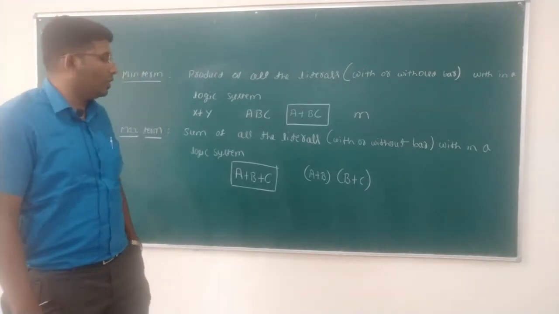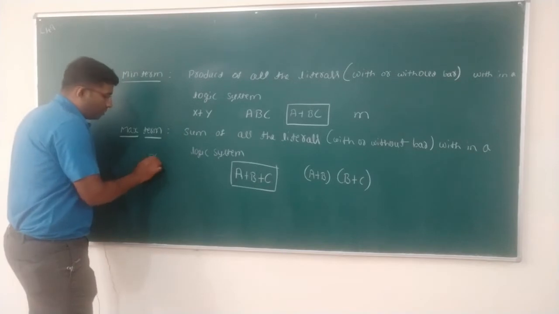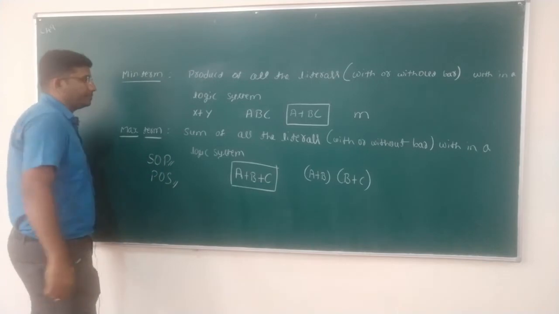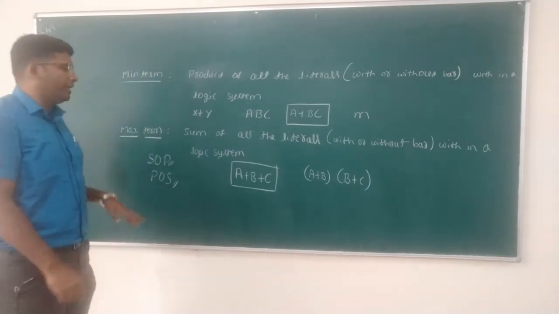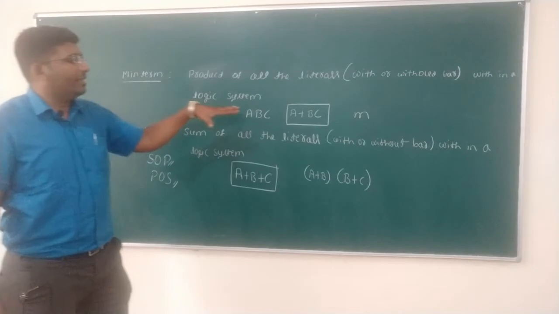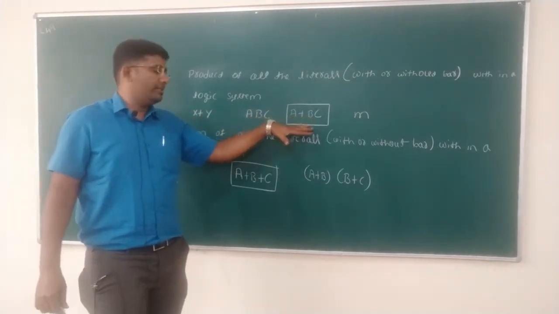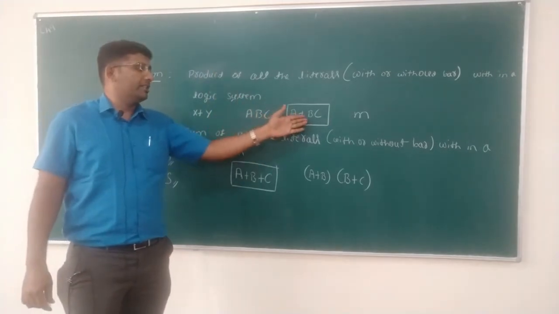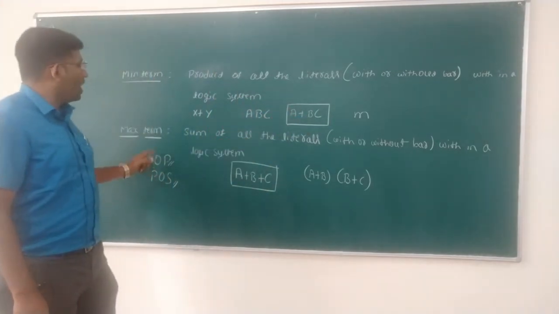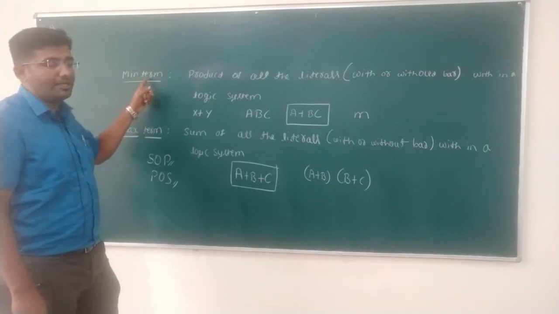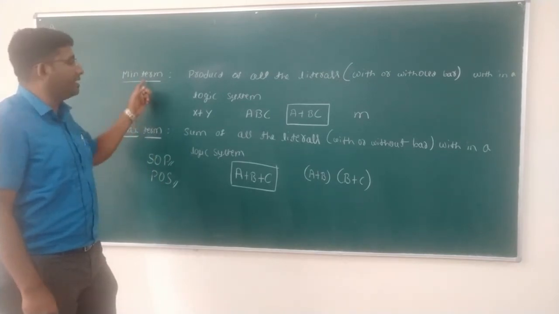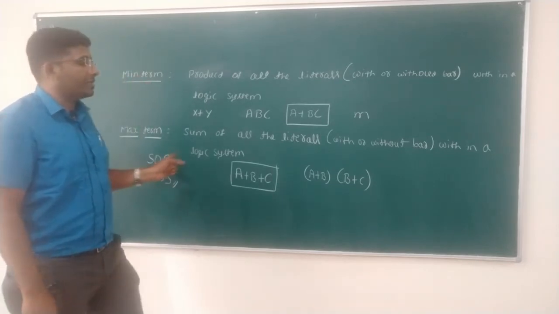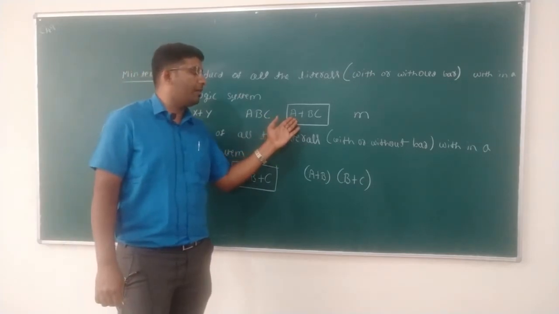Next, we will move on to SOP and POS form, sum of products and product of sums. It is the same as min term and max term, but the only difference is that there, all the literals should be present within a logic system, whereas here you may have missed some variables. This can be treated as an SOP expression, sum of products.